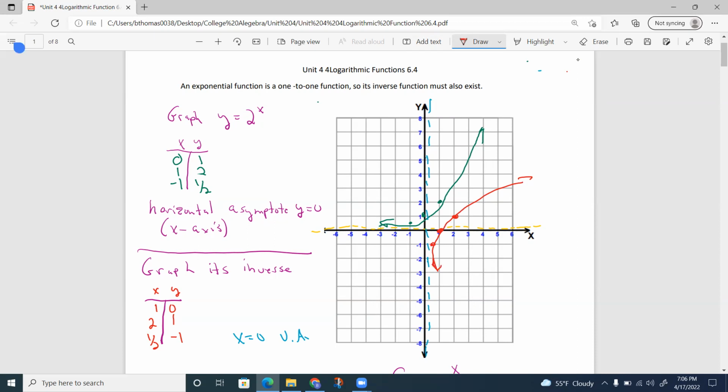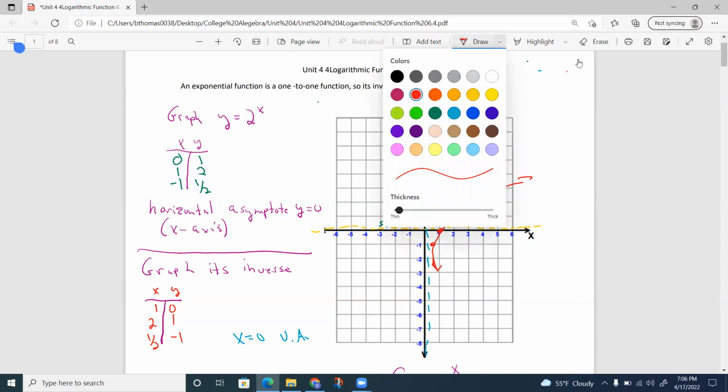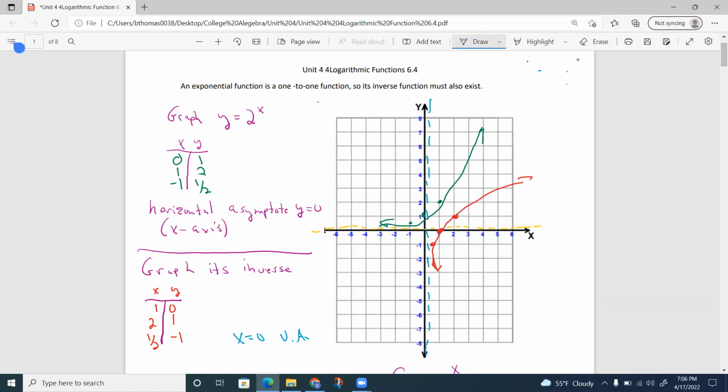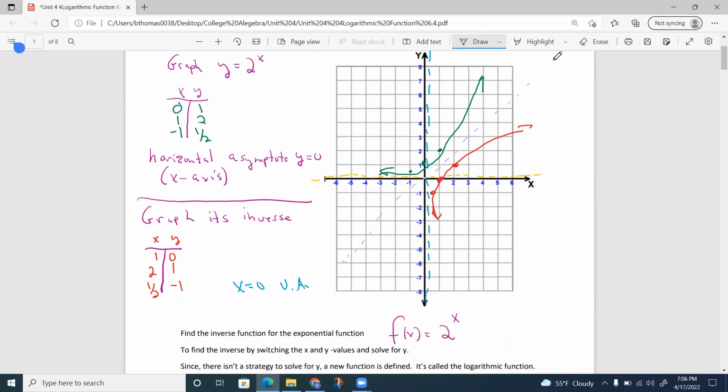So one thing to also pick up on is the graph and its inverse should be symmetric to the line y equals x. I didn't do a great job of sketching these out, but you should be able to see that there are some similarities, that they are being mirrored across the line y equals x. So we do have the graph of the inverse.